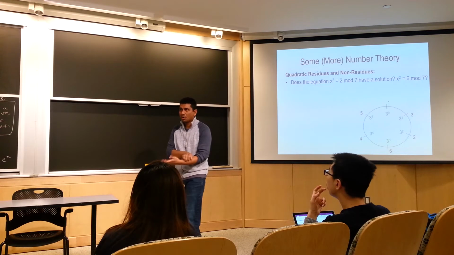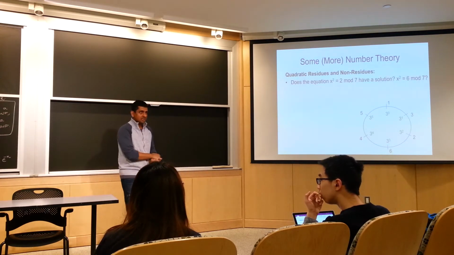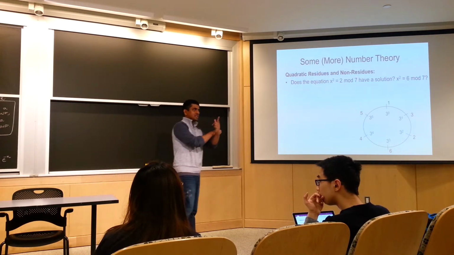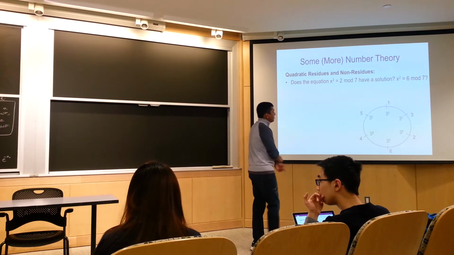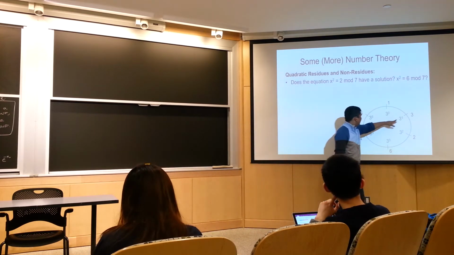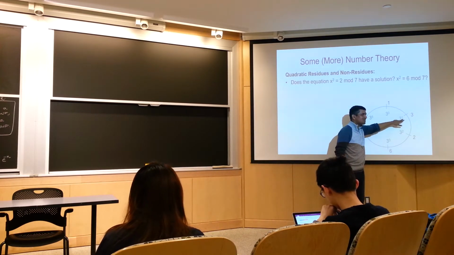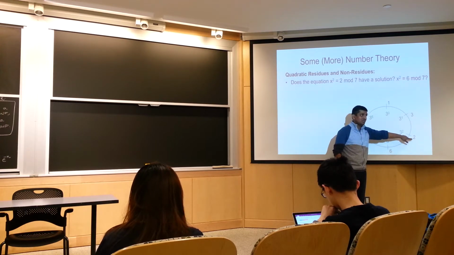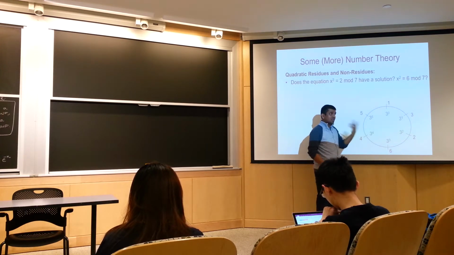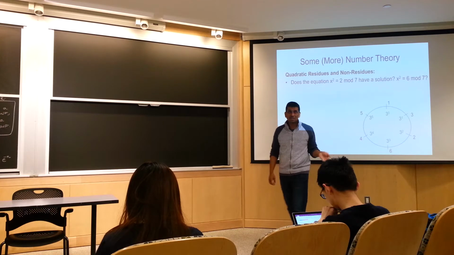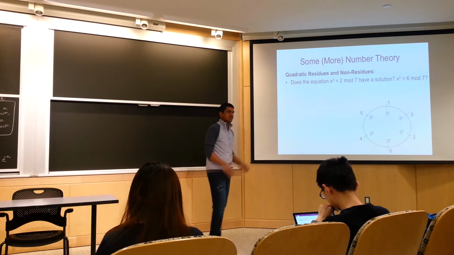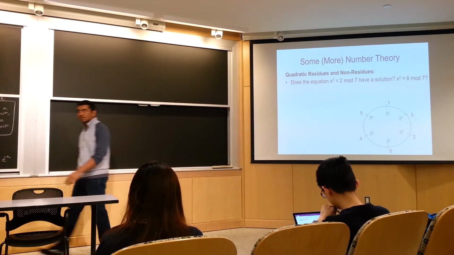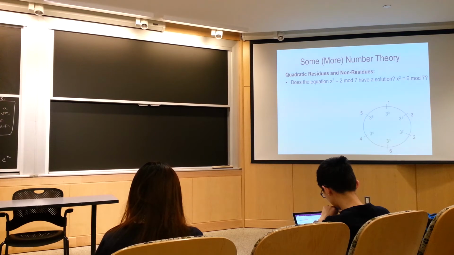In general, I can write polynomial equations. Here I'm asking if there is a solution. Yes, 3 and 4. 3 squared is 3 to the 2, which is 2. And if 3 is a solution to this equation, minus 3 is also a solution. Minus 3 is 4. That's right. So what about x squared equals 6?